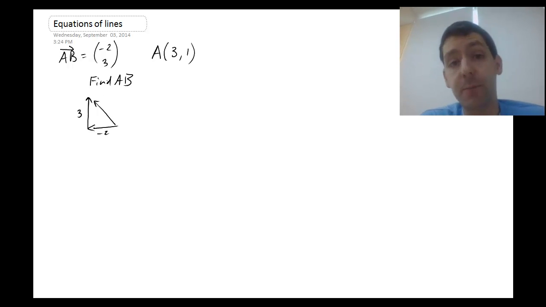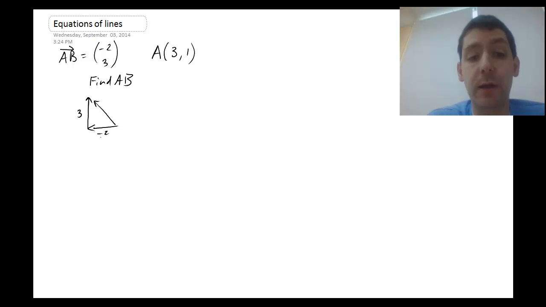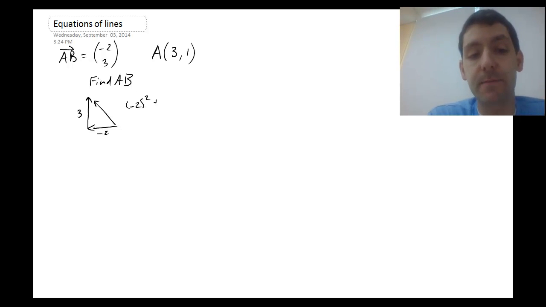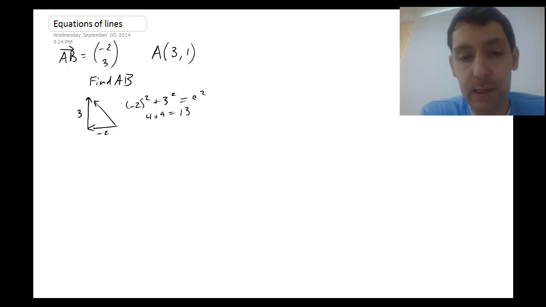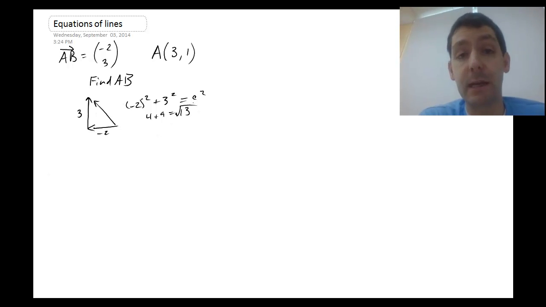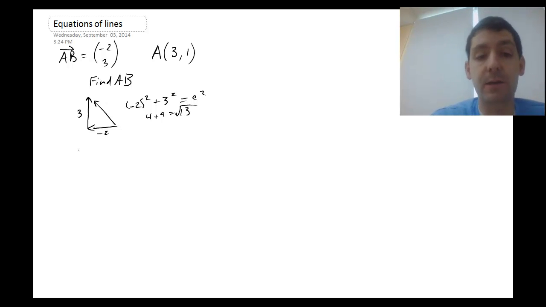It should be pretty easy to figure out how we're going to get the magnitude of that. Well, it's just simple Pythagorean, right? So we'll go (-2) squared plus 3 squared. That will allow us to get our answer, which will be 4 plus 9 is 13, and so we take the square root of both sides and we get the square root of 13 being the magnitude of AB. So |AB| there is √13.